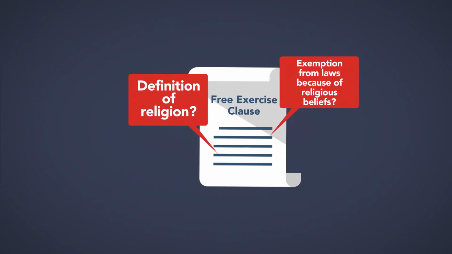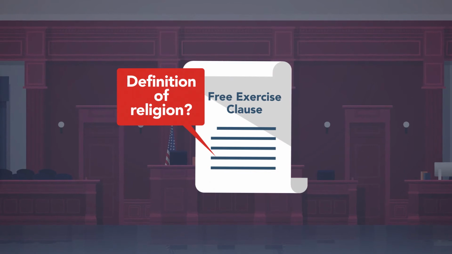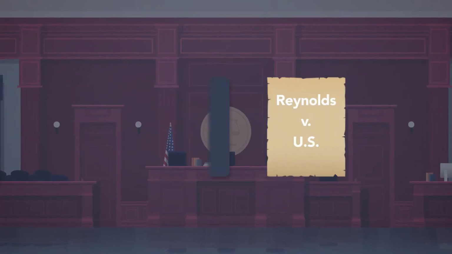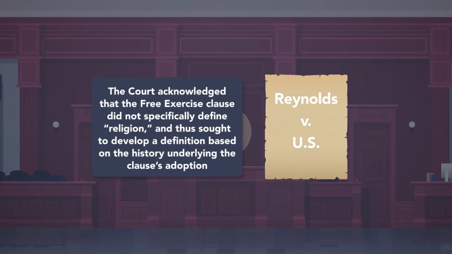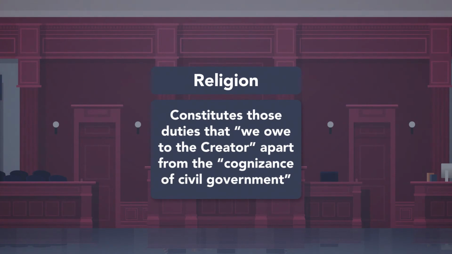One of the first constitutional questions that the Supreme Court confronted when interpreting the Free Exercise Clause was how to define a religion. In Reynolds v. U.S., the court acknowledged that the Free Exercise Clause did not specifically define religion and thus sought to develop a definition based on the history underlying the clause's adoption. The court defined religion quite broadly, stating that religion constitutes those duties that we owe to the Creator, apart from the cognizance of civil government.